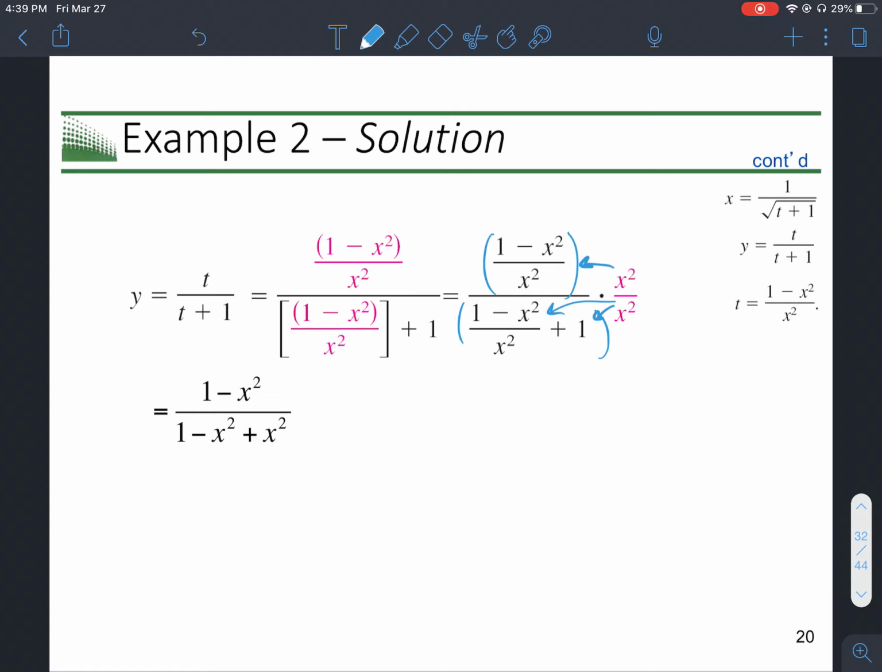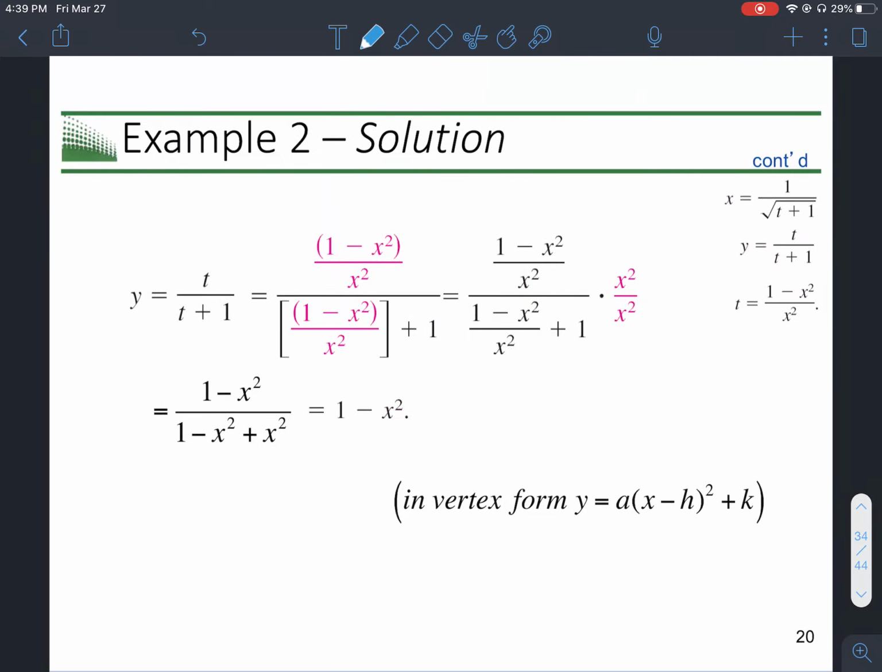But then that's really nice because look at your denominator. If you simplify your denominator, you get just 1. So then we get y is equal to 1 minus x squared. So we have this wonderful equation, y equals 1 minus x squared. It's a rectangular equation. It's much nicer, much more easily identifiable as a parabola.